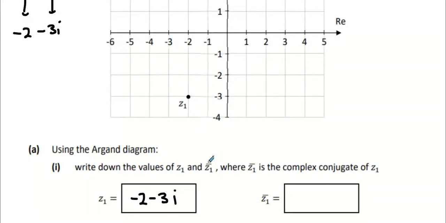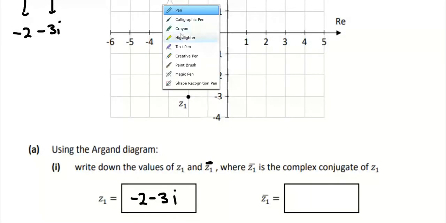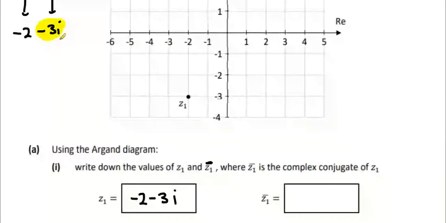Now the conjugates, see this little bar on top? That means we change the sign of the complex part, which is this part here. So we have to change that from a -3i to a +3i. So that's -2 plus 3i.